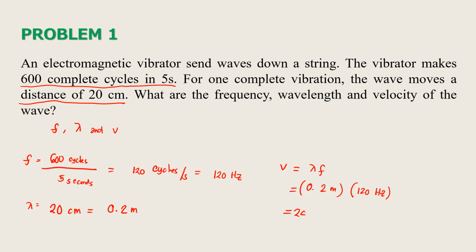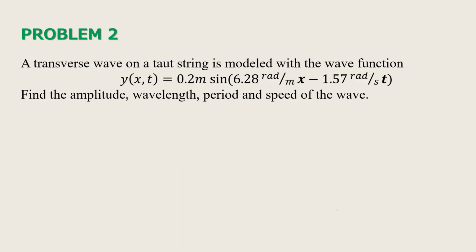24 meters per second. Okay, so these are now the values. We have 120 hertz for the frequency, and then for the wavelength we have 0.2 meter, and then for the speed we have 24 meters per second. Okay, let's proceed to problem number 2.